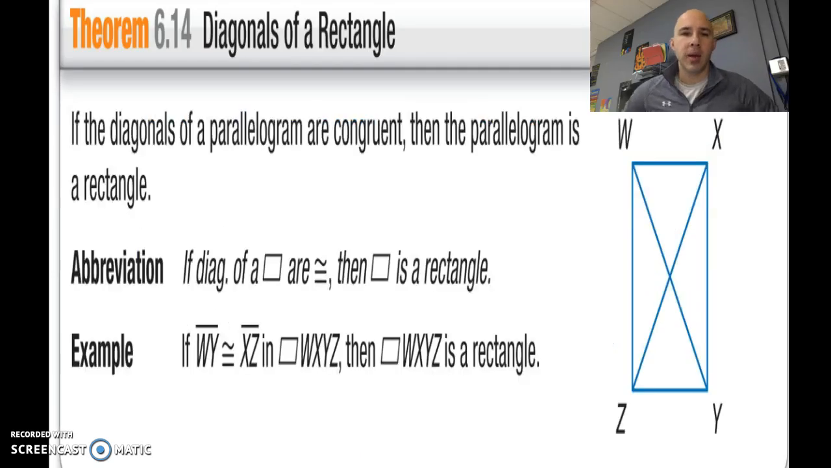This is theorem 6-14, diagonals of a rectangle. If the diagonals of a parallelogram are congruent, then the parallelogram is a rectangle. Again, if the diagonals WY and ZX are the same, then the parallelogram has to be a rectangle.